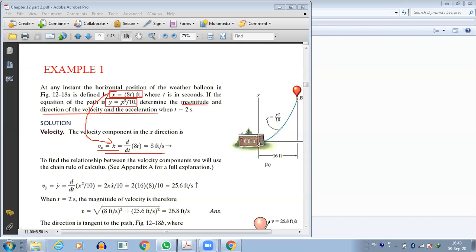So y equals x squared by 10. What they did is that they use this and differentiate with respect to time. When you differentiate this with respect to time, what will happen?